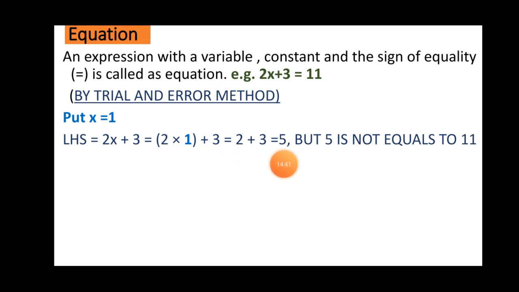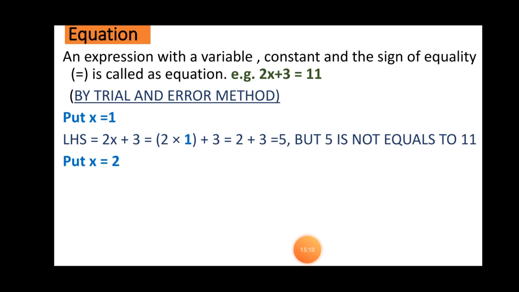After solving the complete numbers including the operation signs, you got 5 for the left hand side. But you can see in the given equation the left hand side was 2x plus 3, and that has to be equal to the number 11. While solving this left hand side expression, we got 5, which is not equal to the right hand side number, that is 11.